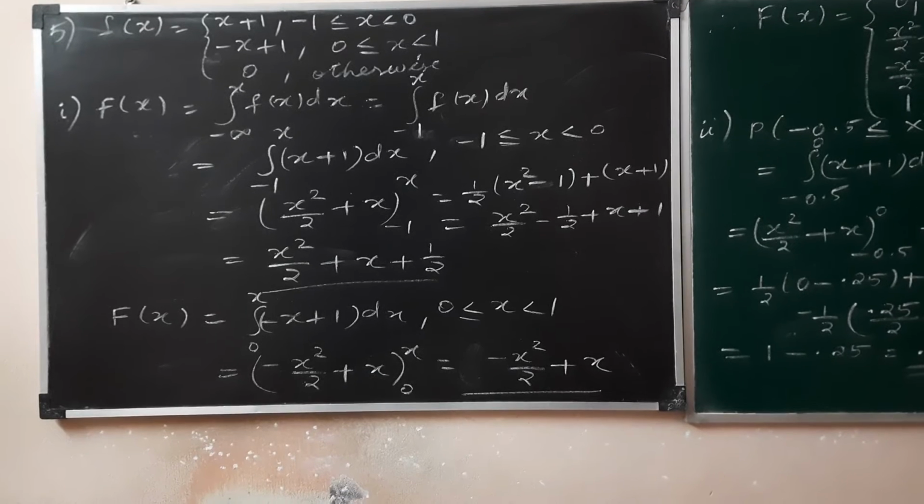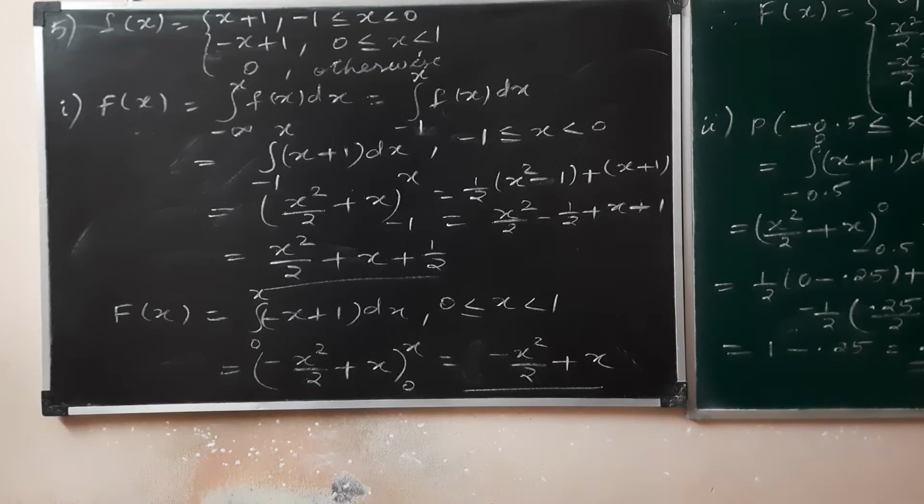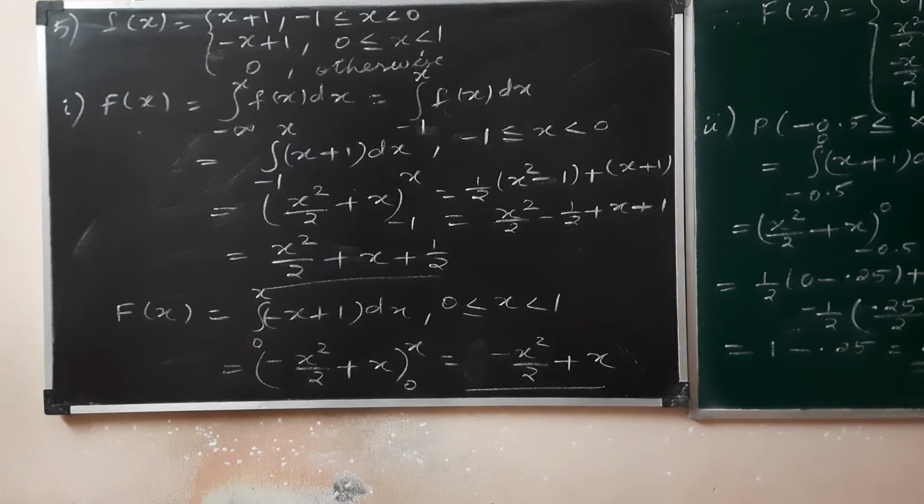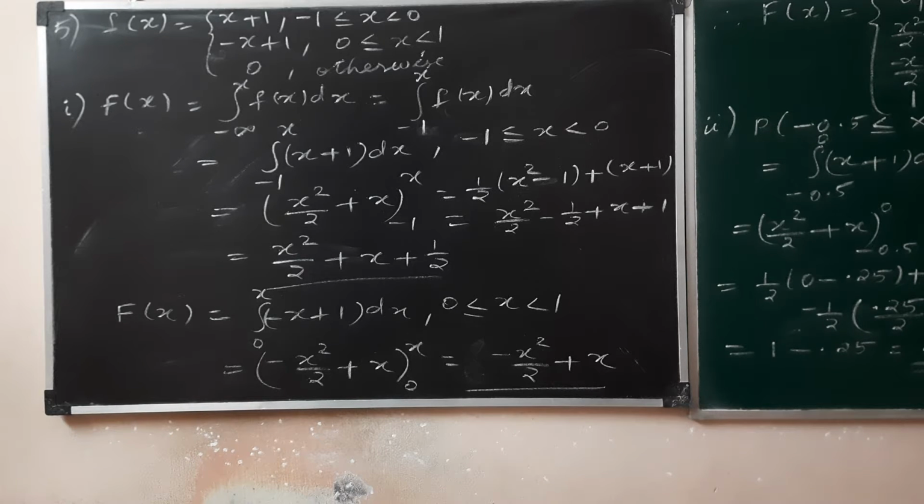So we move on to the fifth problem of 11.3 exercise. In this, small fx is given and you are asked to find capital Fx and one probability. There are only two subdivisions. Small fx is split into two parts, from minus 1 to 0, x plus 1 is the definition. From 0 to 1, minus x plus 1 is the definition. And nowhere else. So minus 1 to 1 is the only range of the given variable.